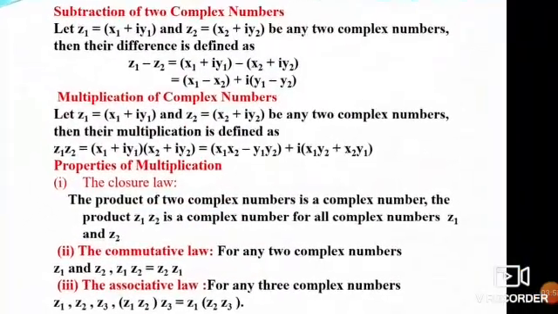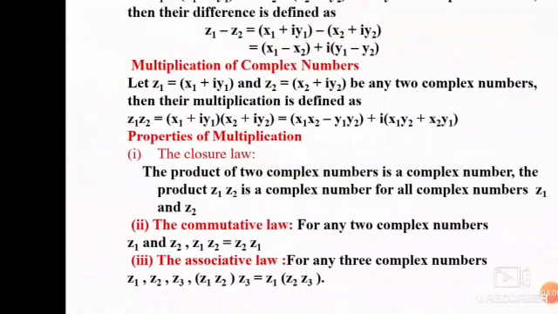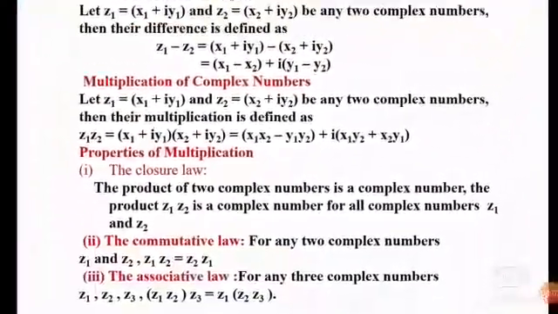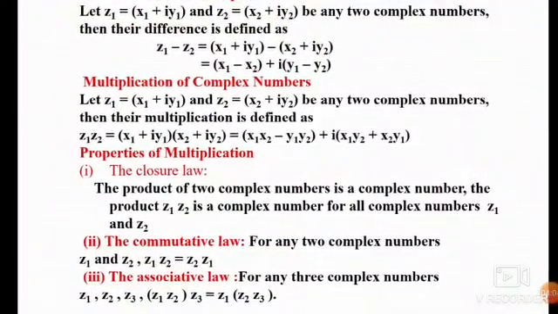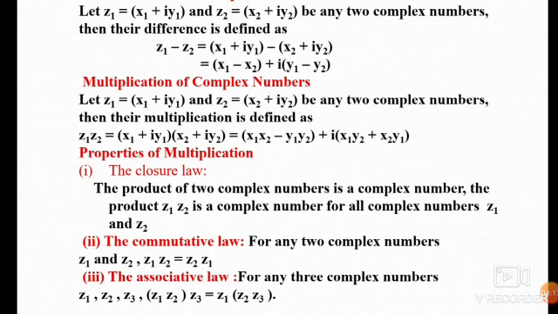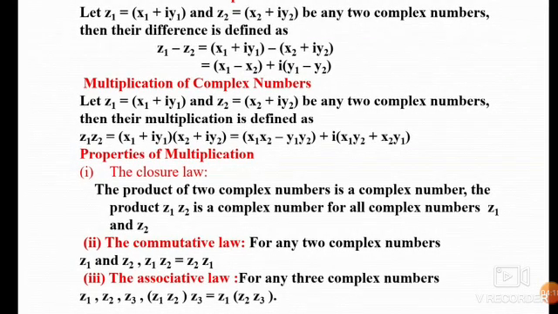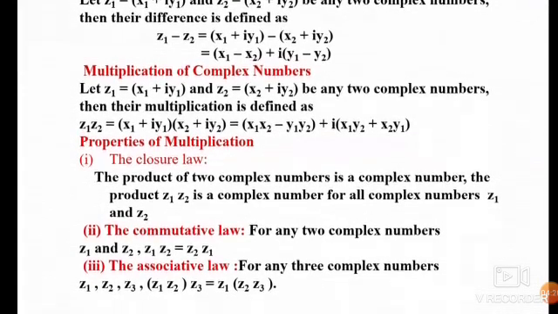Now, how will you subtract two complex numbers? Let z1 equal to x1 plus i y1 and z2 equal to x2 plus i y2. How will you subtract it? You have to subtract the real part separately and the imaginary part separately. So, you will get it as z1 minus z2 equal to x1 minus x2 plus i into y1 minus y2.